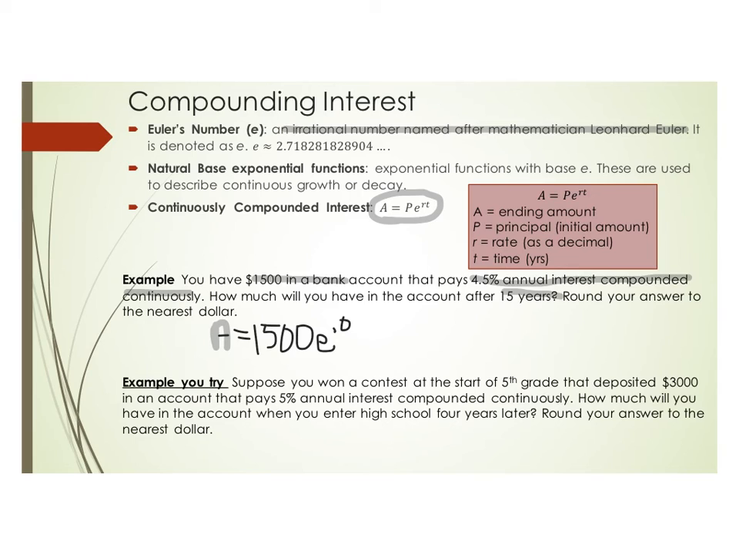And 0.045 is our rate as a decimal times 15. And this hopefully should give us about $2,946.